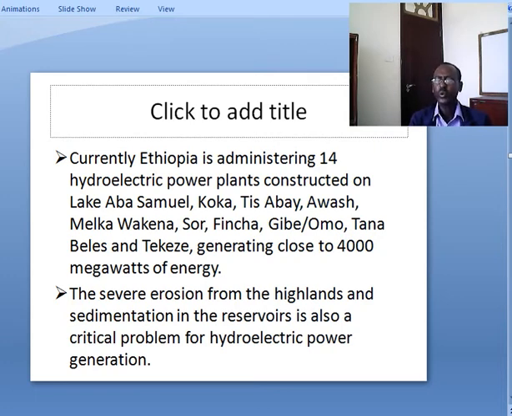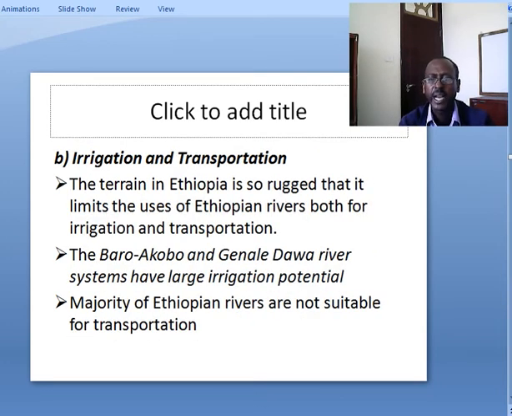The severe erosion from the highlands and sedimentation in the reservoirs is also a critical problem for hydroelectric power generation. If these dams are to be filled by sediments that will come as a result of erosion and deposition, it will result in problems in the hydroelectric power production.